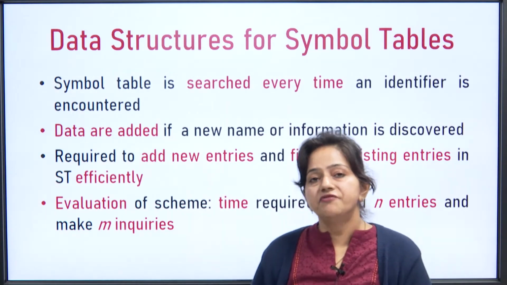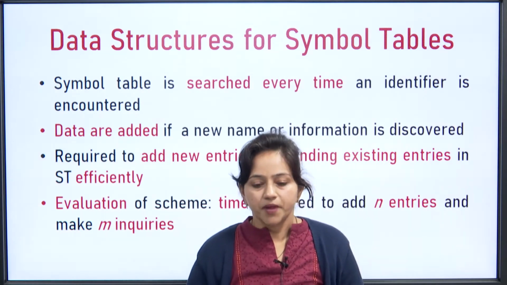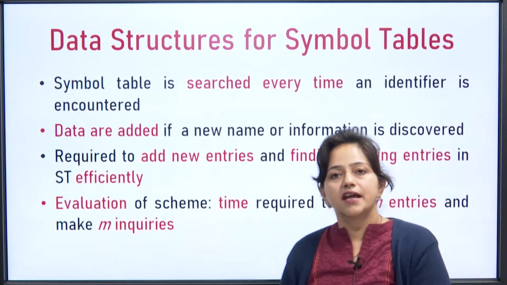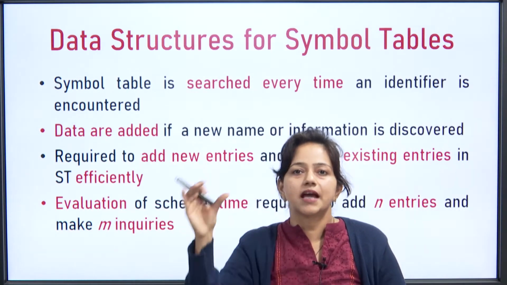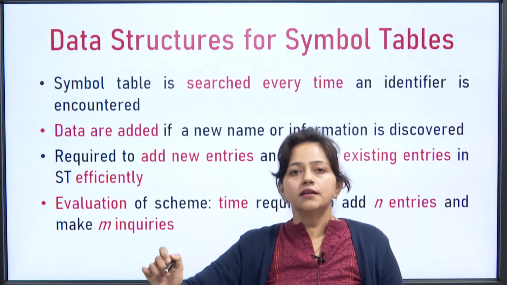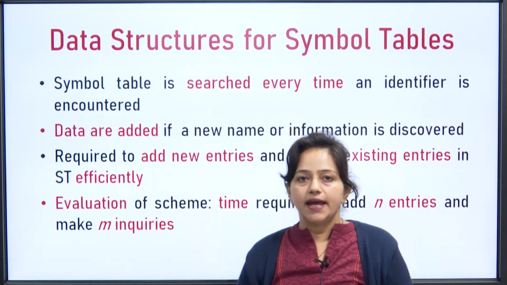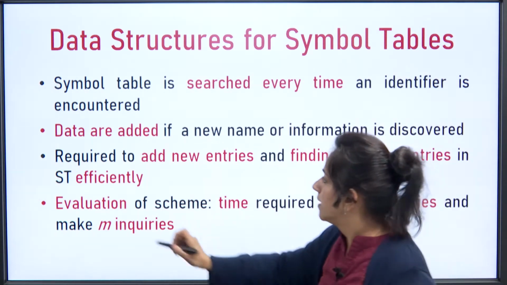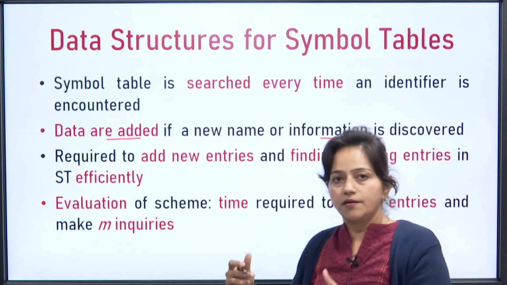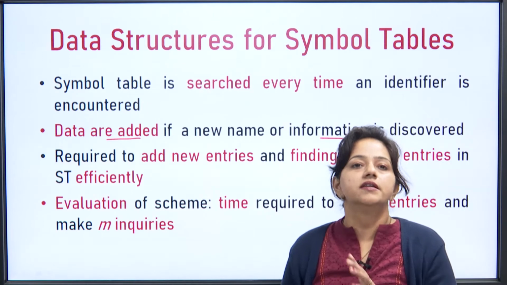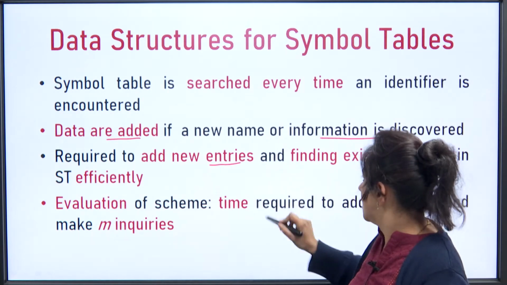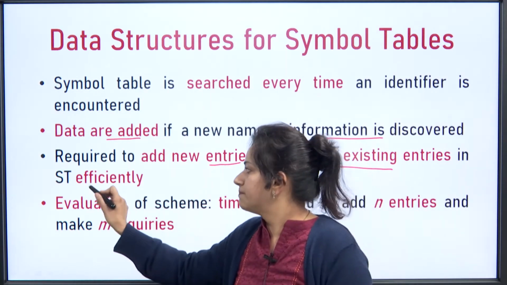Now, next is what are the various data structures for symbol tables. The symbol table is searched every time an identifier is encountered. Whenever some identifier or name is encountered in the program, first of all we search the symbol table and check whether the name is already in the list or not, right. If it is not in the list, then data are added if a new name or information is discovered. If the name is new, then the name will be added; if the information is new, then the information will be added. So, it is required to add new entries and find existing entries in the symbol table efficiently.